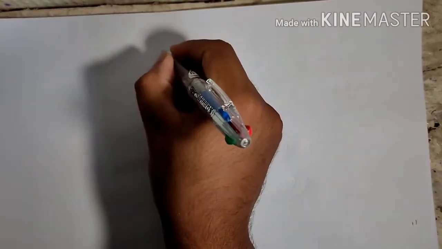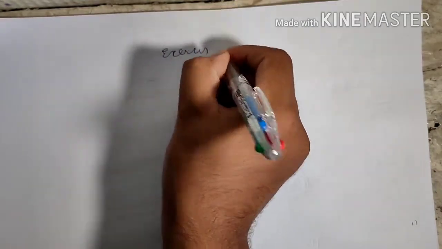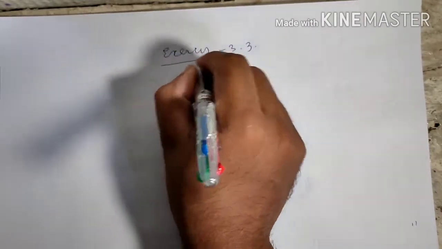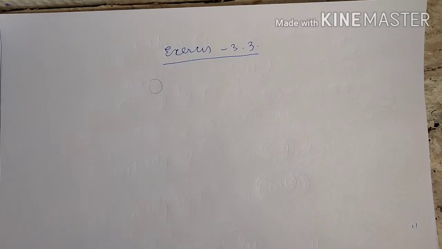If you see exercise 3.3, the first one is with the table. You simply have to write yes or no. It's a bit of a long process, so we'll not do that. You just have to write yes or no if a number is divisible by 2, 3, 4, 5, 6, if you see the table. So you can try it yourself. I'll just show you.